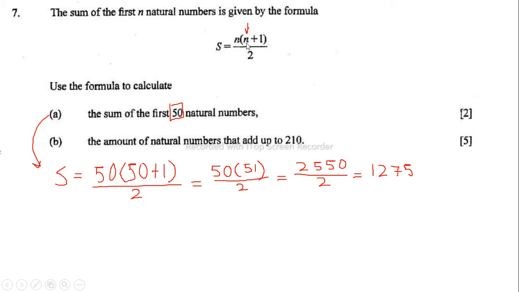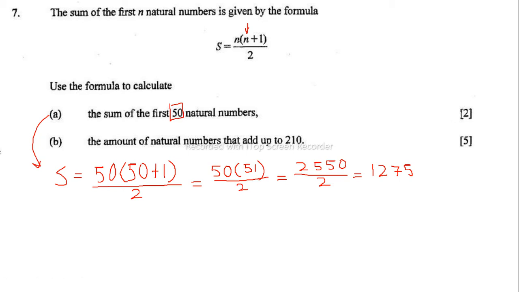50 plus 1 is 51. And so we say 50 times 51, which is 2,550, and then we divide by 2. Dividing by 2, we got 1,275. And so that's how we determine the sum of the first 50 natural numbers using this formula.